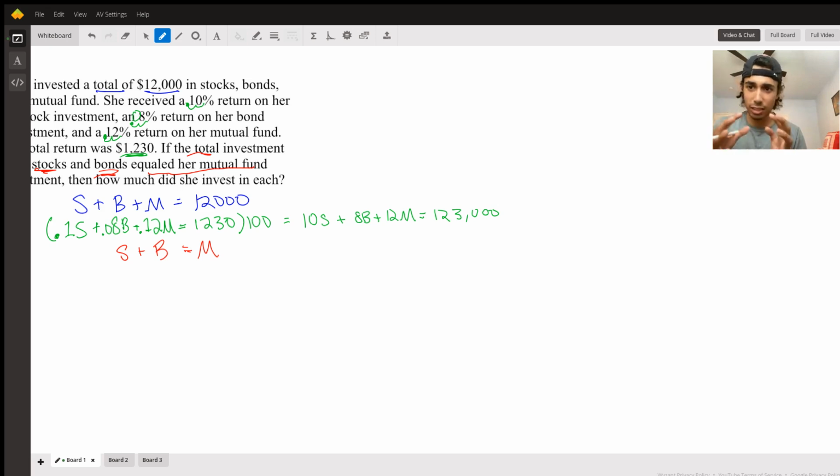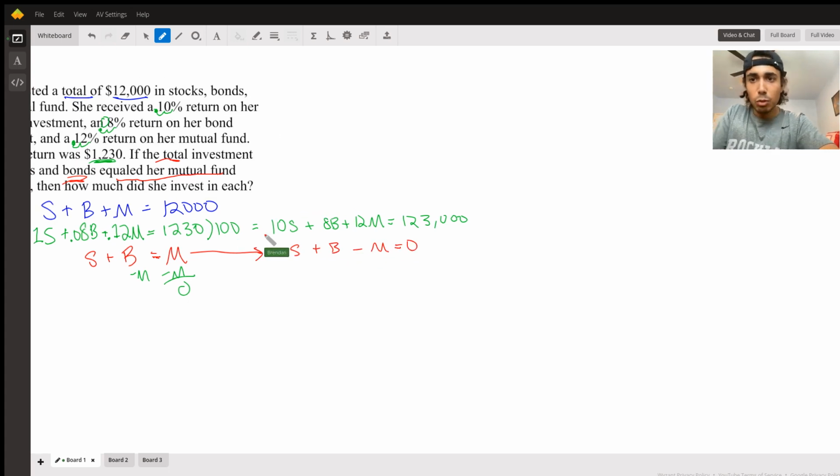It makes elimination easier. So subtract m on both sides. All right, so imagine I'm subtracting m. M minus m is 0. So my new equation down here is going to be s plus b minus m equals 0. And that blue one is already good, right? No decimals. All of our stuff's on the same side. So I'm just going to bring it over as it is. Equals 12,000.